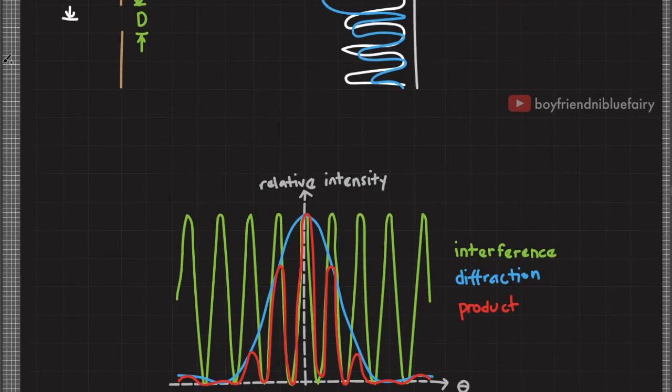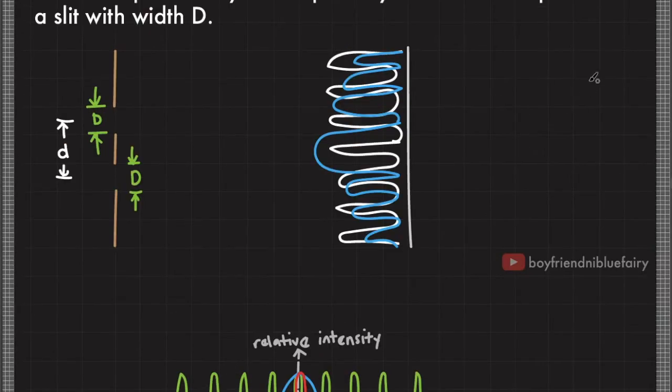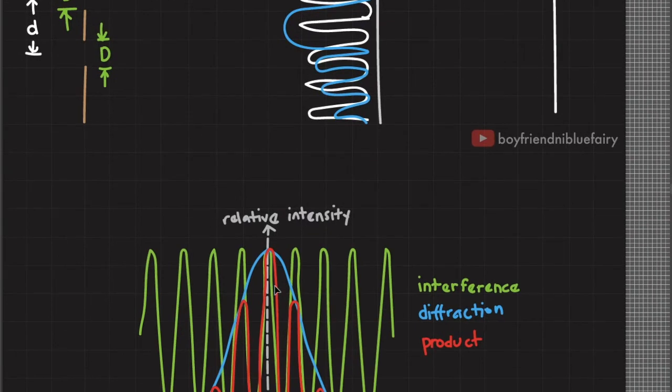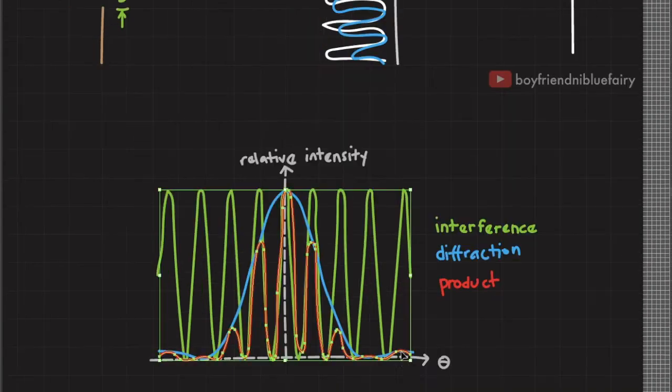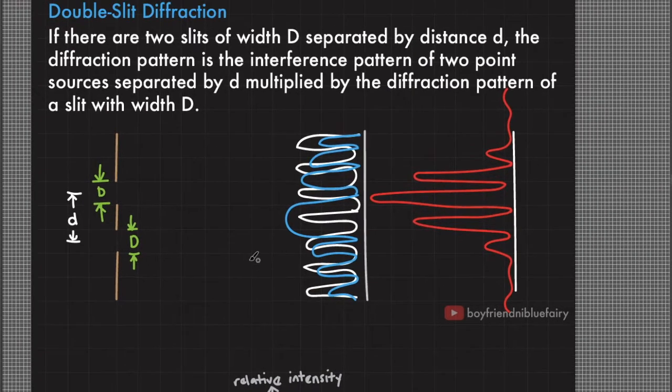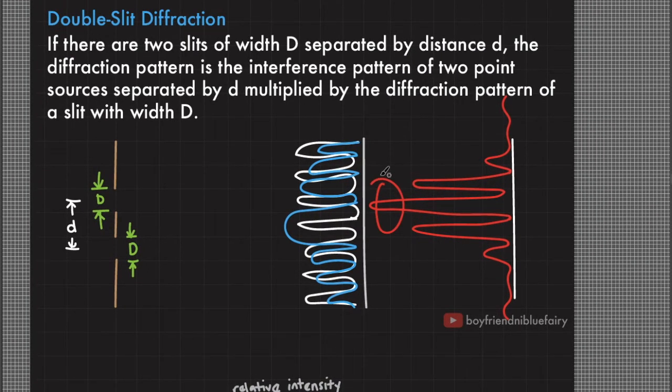So again, we have an interference pattern and a diffraction pattern, and their product, if you multiply these two waves together, looks like this. So in a way, when you have double slit diffraction, its intensity pattern looks like this. It has a very bright region and first order maxima and then second order maxima and so on.